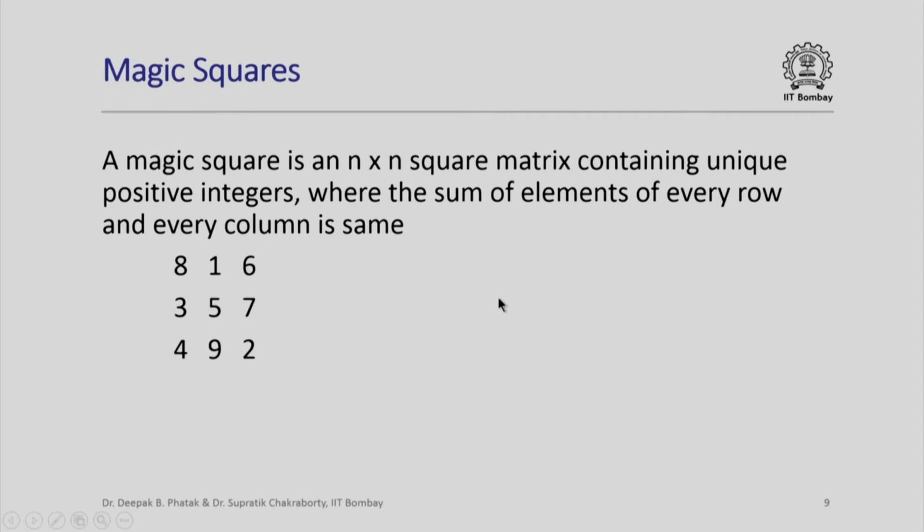We now look at magic squares. Magic square is an interesting square. It is an n by n square in its basic form, which contains unique positive integers. The positive integers are arranged such that the sum of elements of every row and every column is same. Here is an example: 816, 357, 492.